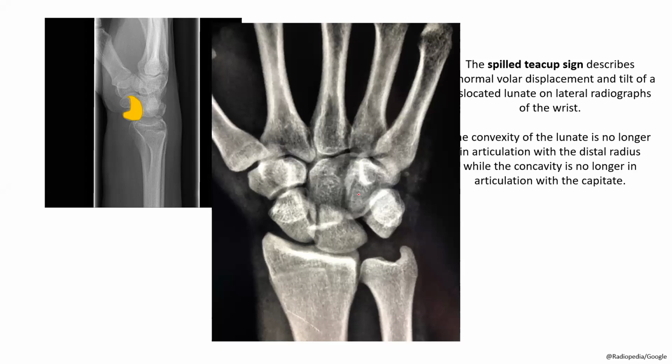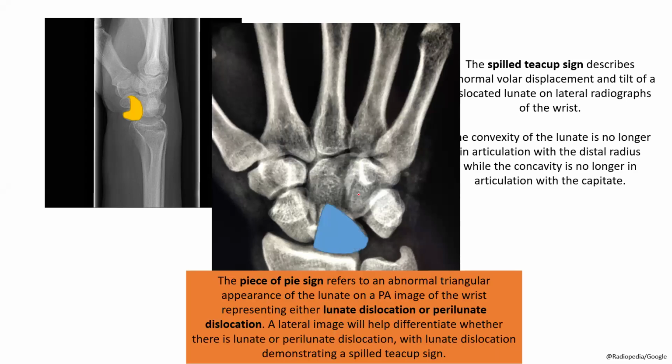What is this appearance known as? This is a piece of pie sign, which refers to the abnormal triangular shaped appearance of the lunate on a wrist radiograph. So this piece of pie sign indicates either lunate or perilunate dislocation. But to differentiate between these two entities, we need a lateral radiograph of the wrist. So in cases of lunate dislocation, you will find a spilled teacup sign, whereas in case of perilunate dislocation, you will not see this spilled teacup sign, but piece of pie sign will be seen in both the entities.